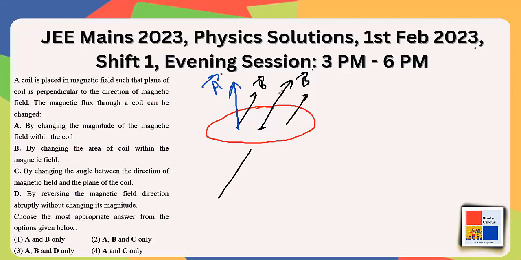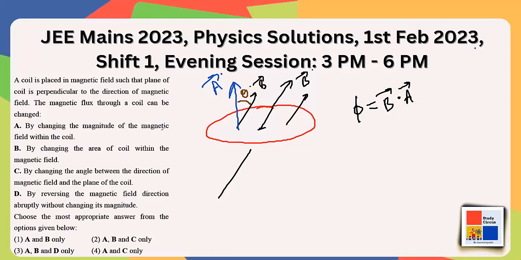The area vector, the direction is this, and the angle between the magnetic field and the area is, let's say, theta. So the flux is given by the dot product of B and A, the magnetic field and the area, right? So now the question is asking, let's see the first one.